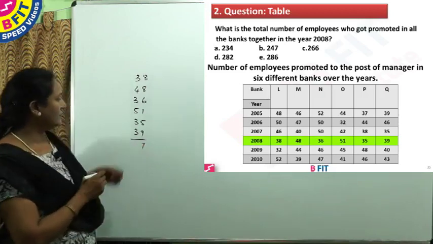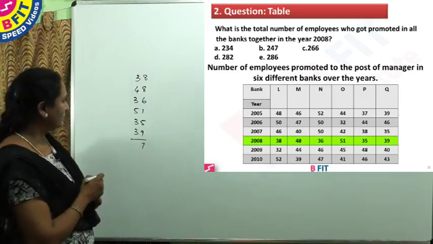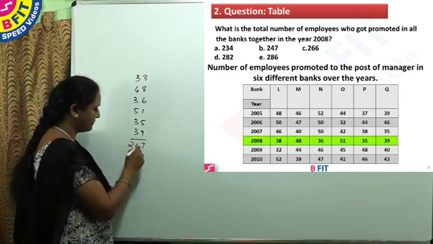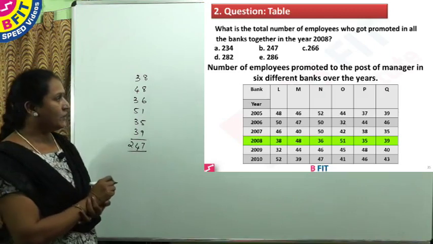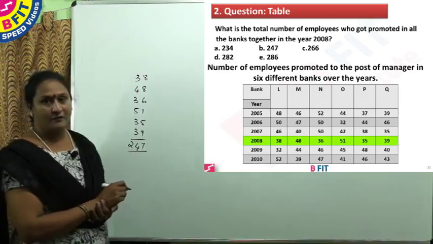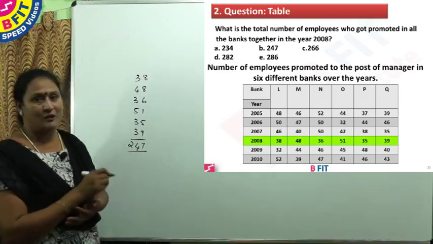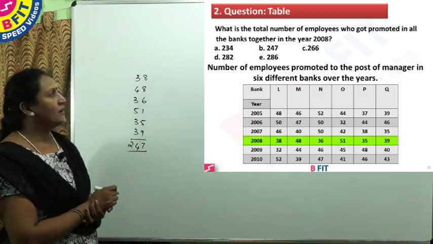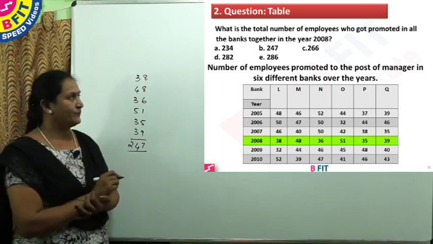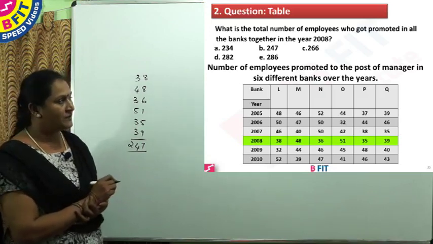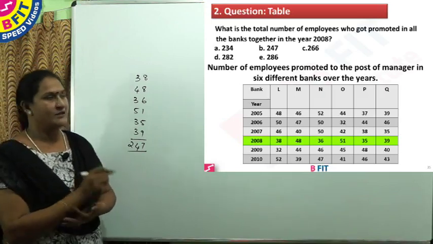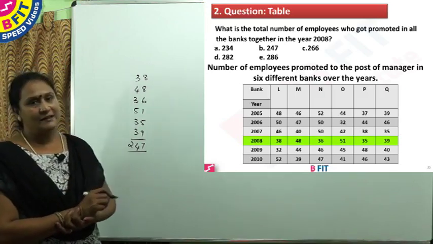Seven and 3, 15, 20. So what is the total number of employees promoted in the year 2008 for all the banks? Just adding this, we get 247, and the answer is option B. So the number of employees promoted in 2008 in all the banks is 247. So we'll see the next question.